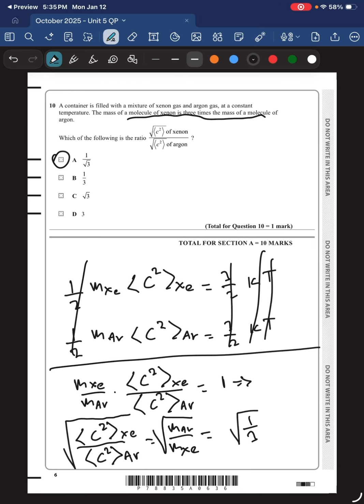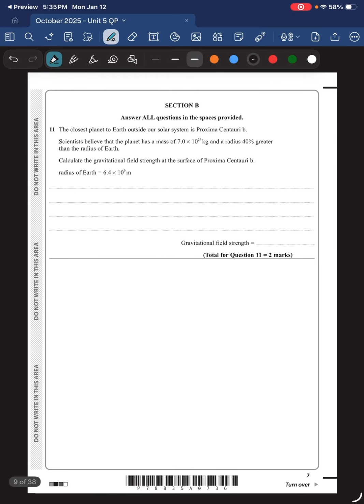Okay, this was a little bit of a tough part A, I would say. So, section B, question 11.